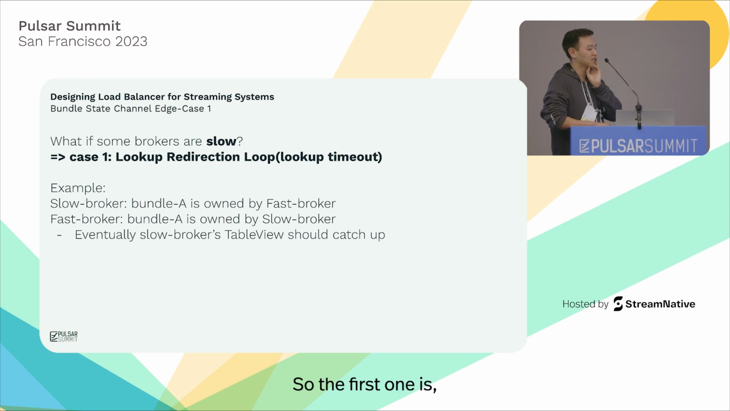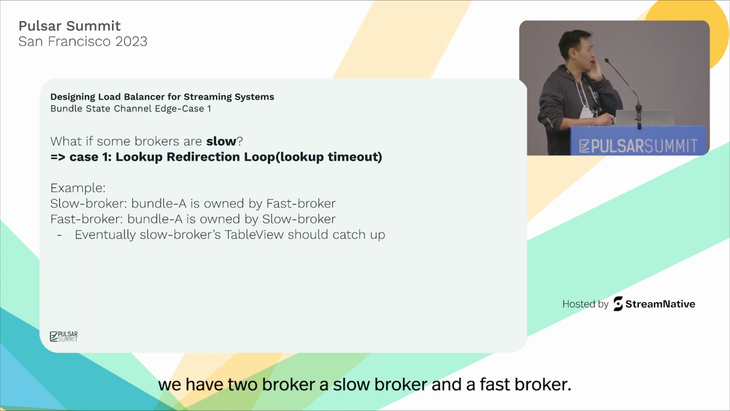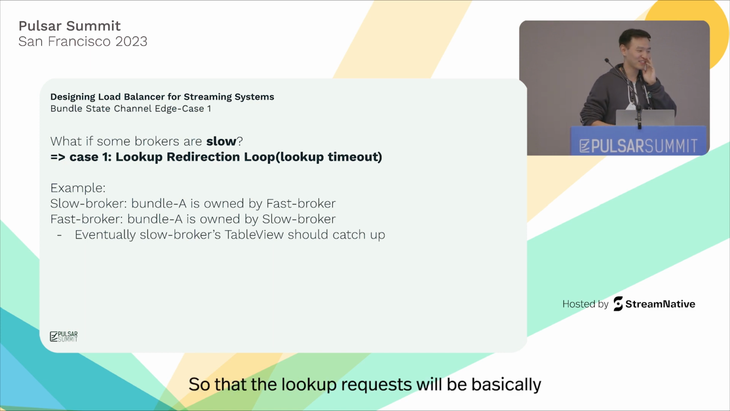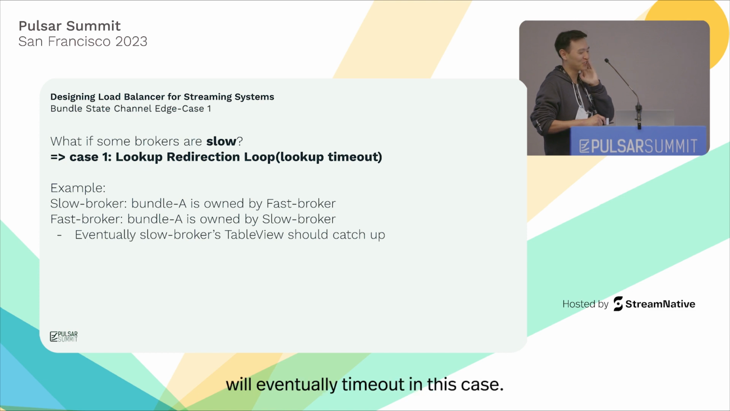So the first one is, what if some of the brokers are slow? What if some of the table views are slow? For example, we have two brokers, a slow broker and a fast broker. Let's say the slow broker thinks the bundle is owned by the fast broker, and the fast broker thinks the bundle is owned by the slow broker. We have a circle here, right? So the lookup request will make a redirection loop, and then lookup will eventually time out in this case.